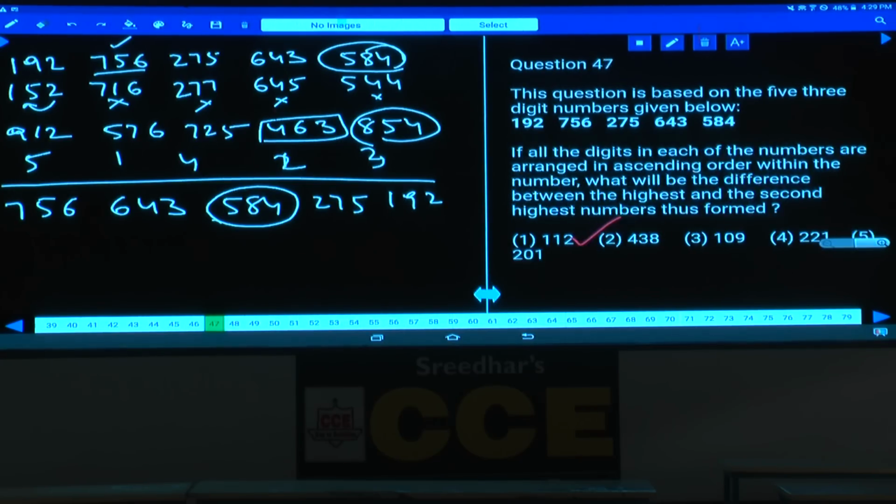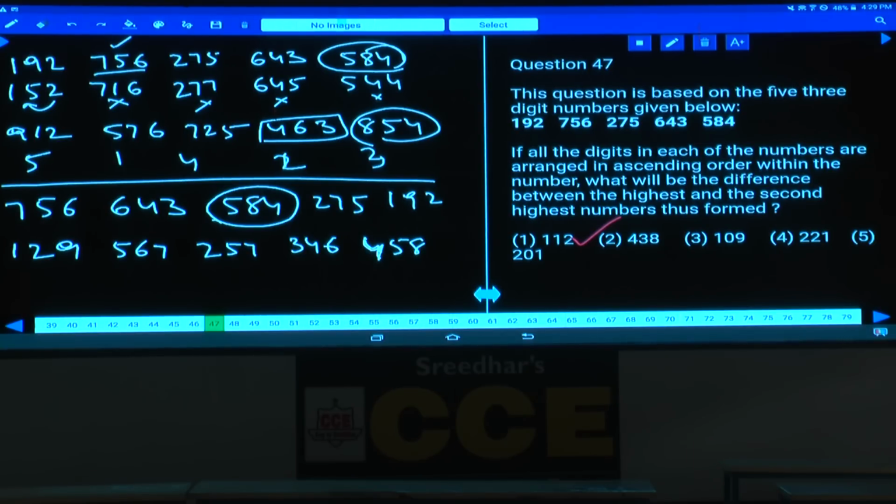Then 47, if all the digits in each of the numbers are arranged in the ascending order within the number. Now the digits are arranged in the ascending order within the number. This 192 will be 129, 756 will be 567, 275 will be 257, 643 will be 346, and 584 will be 458.